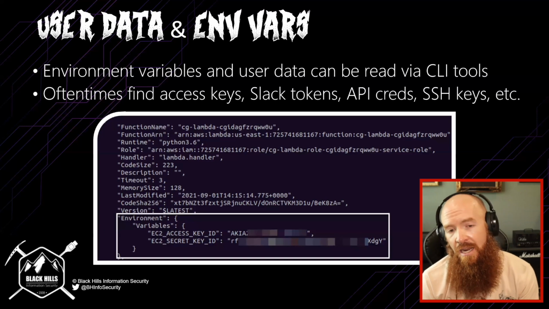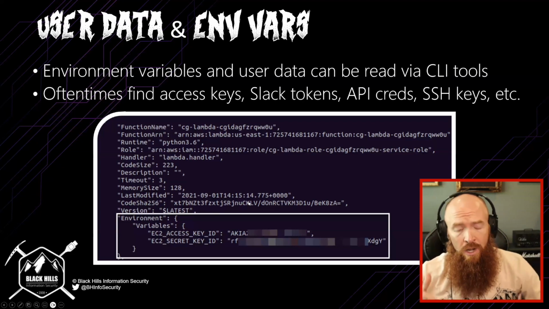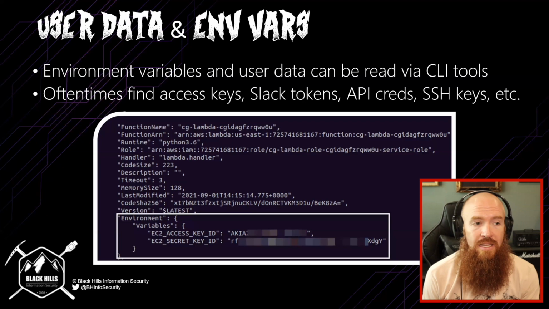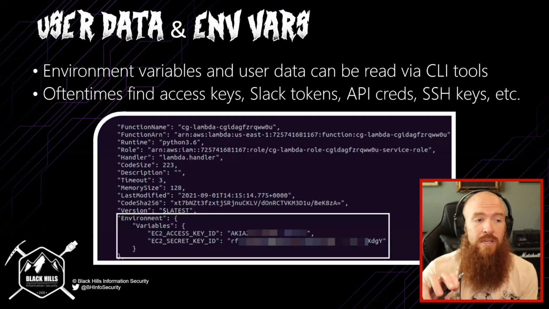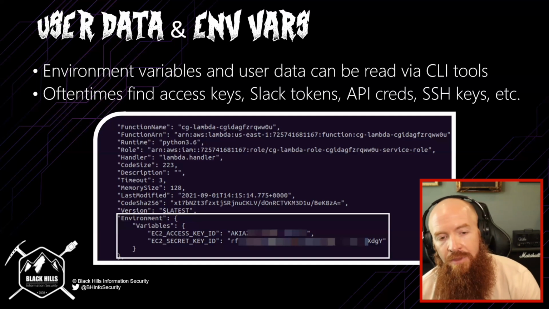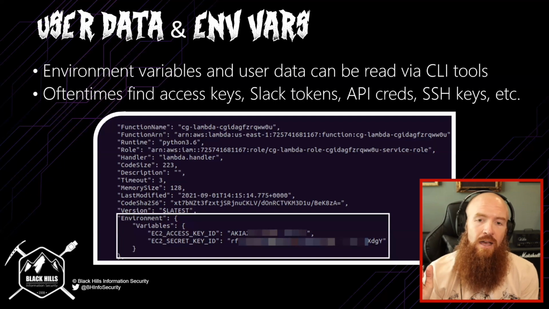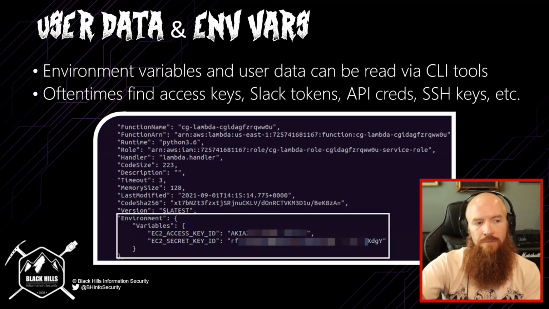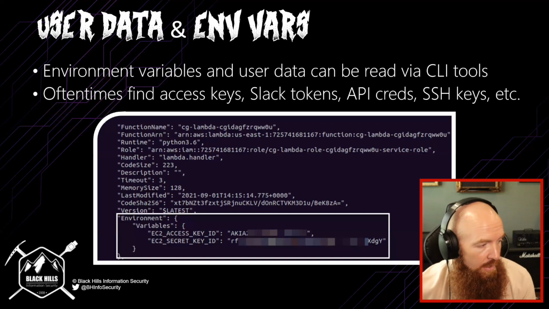So this is kind of what it looks like for a Lambda function. Via configuration of a Lambda function, you could use something like AWS lambda list-functions or get-function from the CLI to get information about certain Lambda functions. This is the output you would see. And in this case, environment variables are being passed to the function itself to actually carry out a task, right? So whatever this Lambda function is, it probably leverages these keys to authenticate and do something else.